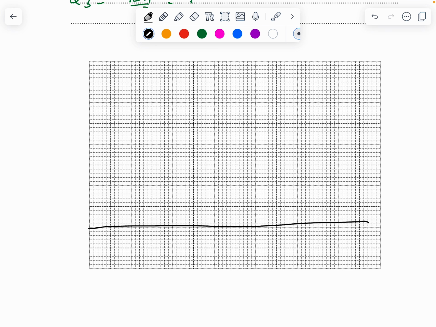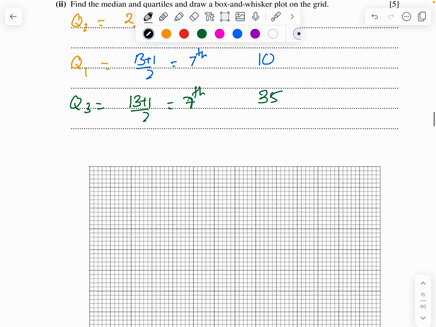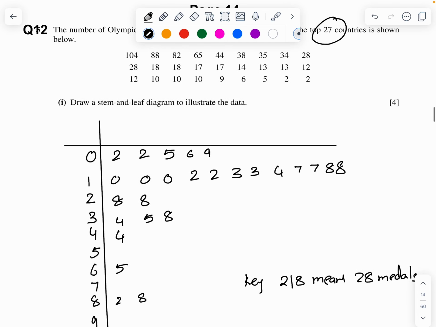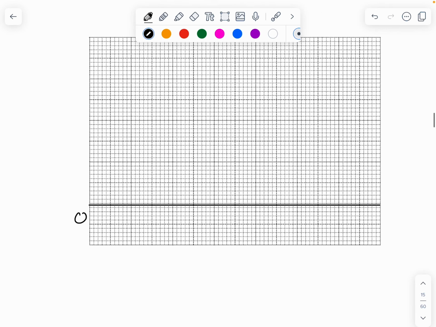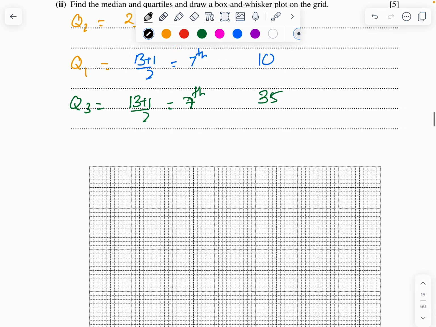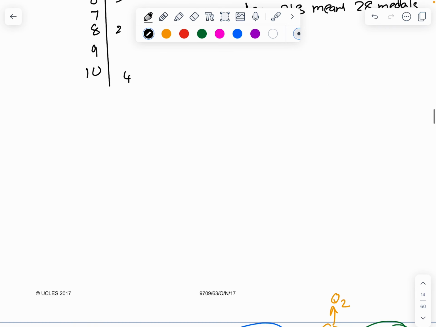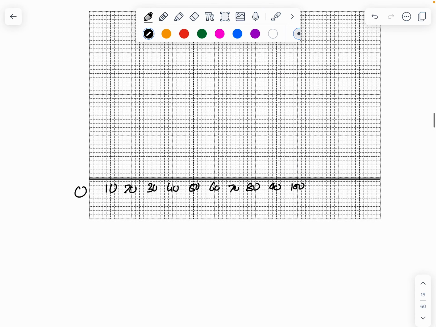Then I draw the line over here. Starting from 0, what is the maximum number? 104. So I want up to 100. Each one is 10, 20, 30, 40, 50, 60, 70, 80, 90, 100. Then the least value. What is the least value? The least value is 2. Each line is 2, so 2.